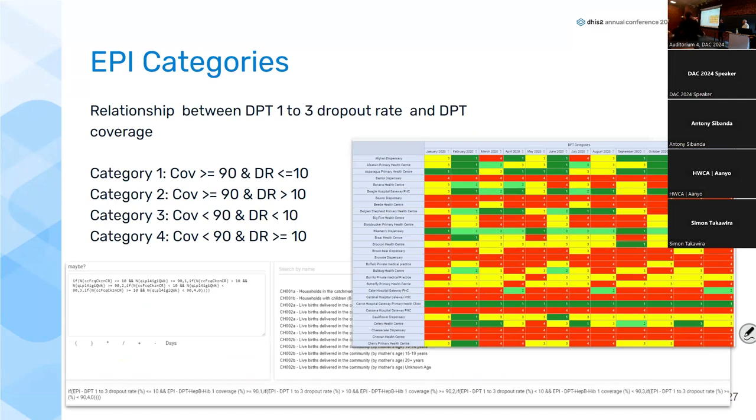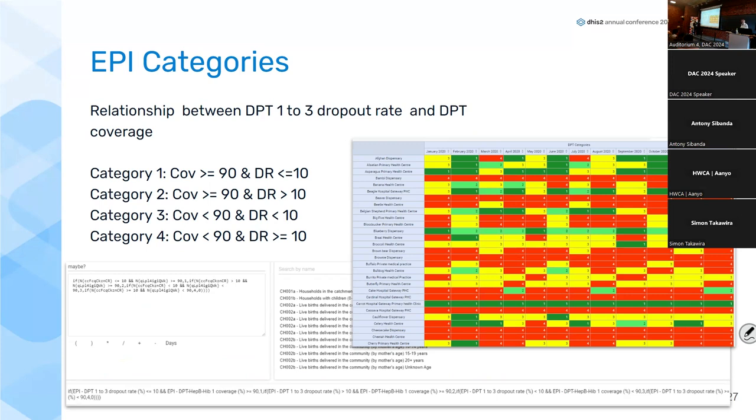The other one, a big one for immunization, is the ability, using if conditional statements, to categorize data. For example, if you're familiar with immunization, you expect to have an immunization coverage at a certain percentage and then a dropout rate at a percentage. That gives you a categorization of whether the immunization is going well in this area or not.